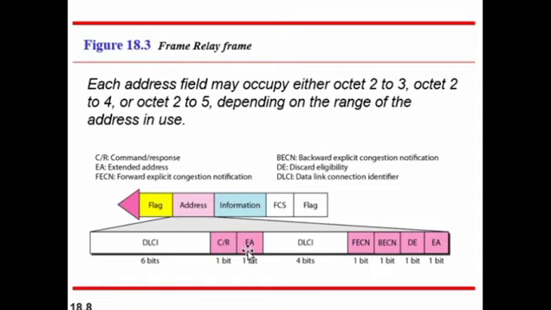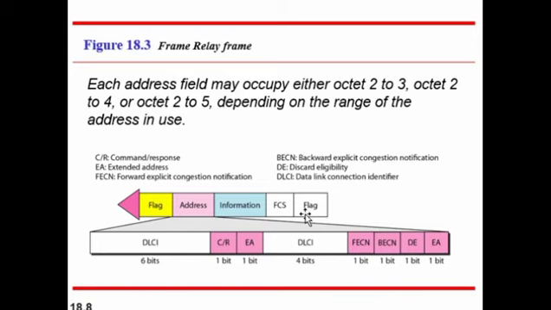DLCI, we have already told you, is the data link connection identifier. FECN is forward explicit congestion notification, and BECN is backward explicit congestion notification. DE is the discard eligibility, and EA is the extended address. So this is the whole frame. Here you can see that the actual data has the flag, address, information, FCS or frame check sequence, and flag. So it is a very complex frame of the frame relay, right?